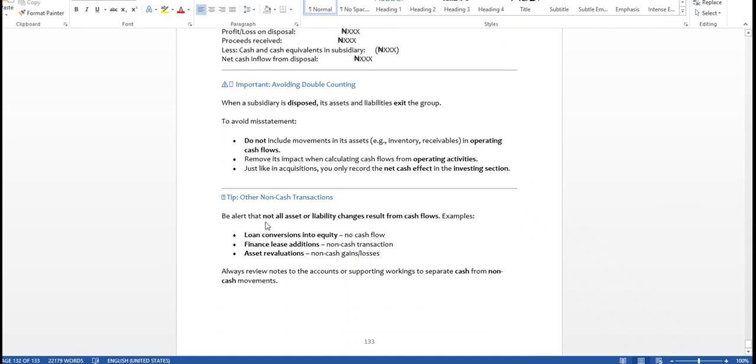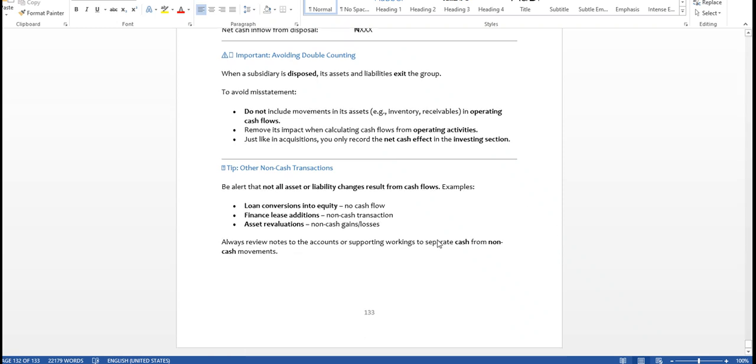So yeah, for loan conversion, other non-cash transactions. For loan converted into equity, there is no cash flow. Finance lease, when you buy on finance lease, there is no cash transaction. Asset revaluation, there is no cash. Am I making sense? Yes. Sorry, sir, what do we do? What should be the action? You add back those ones that you have deducted, you add it back. Okay, add back.